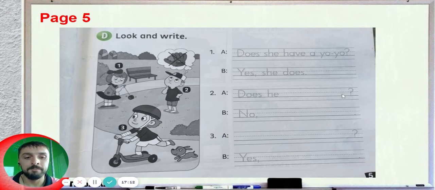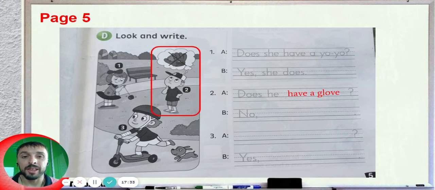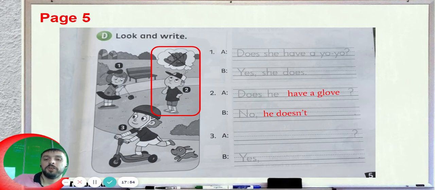Okay, let's look at number two. Does he? What's the next word? Does he have a, what is this? Does he have a glove? Okay, well, let's look at the picture. Does he have a glove? Yes or no? Well, we know the answer is no. No, he doesn't. Okay, that's number two.